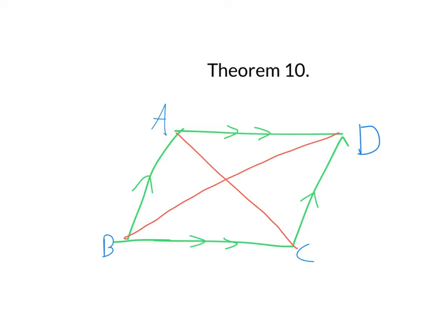So again, this line from A to C is cut into two equal segments, and the line from B to D is also cut into two equal segments by our two diagonal bisectors. So I'd like you to pause the video here and take down your notes for theorem 10. And when you're ready, just press play again.